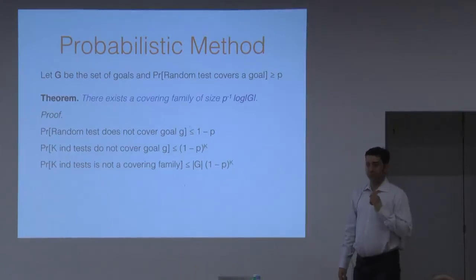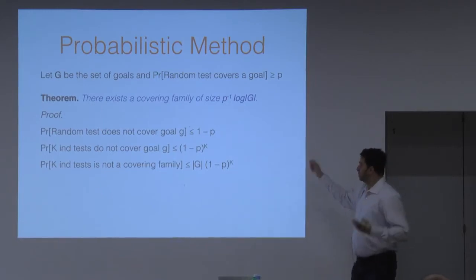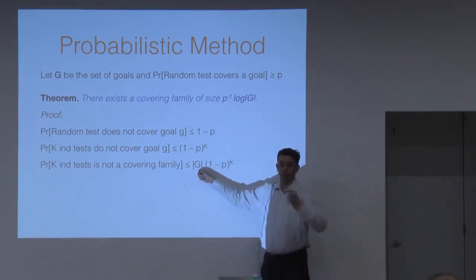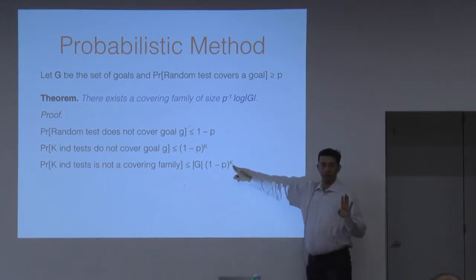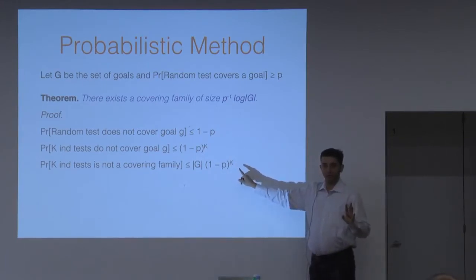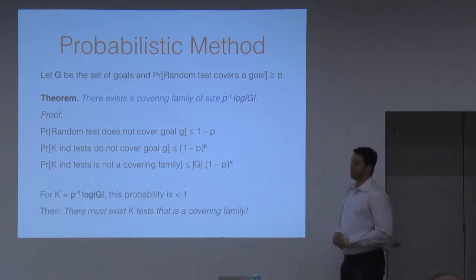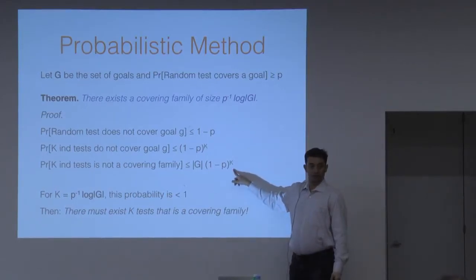Now, what is the probability that these k independent tests is not a covering family? Well, it's not a covering family if you can find some coverage goal that is not covered by these tests. And just by the union bound, this is at most this much, because this is just summing over all possible choices from the coverage goals. Now notice that k for us has been a parameter. We have not fixed k. So now if we just pick k to be this 1 by p times log of g, we can ensure that this probability becomes less than 1, just by algebra.